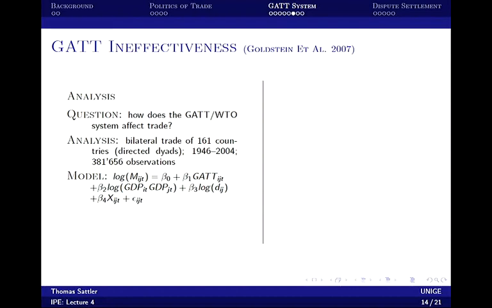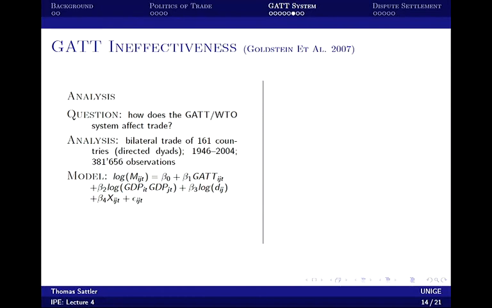So beta 1 tells us how being a member of the GATT system affects imports from one country to another. So the effect should be positive. If the GATT variable flips from 0 to 1, if it increases, trade also increases. So that's what we're interested in.